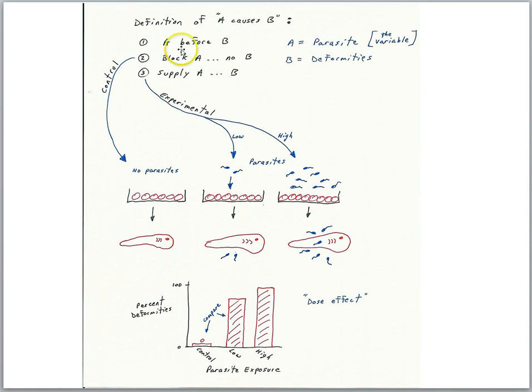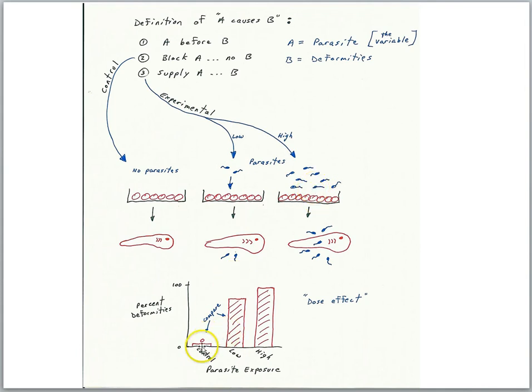So, in summary then, our definition of A causes B: A before B, block A, no B, supply A, B. And notice the definition of A causes B helps us design an experiment. So the block A, block the variable, that's going to be the control condition. No parasites. Here are the frog eggs turning into tadpoles. And then we had a couple of experimental conditions. Maybe you add a few parasites to this condition. You have a high number of parasites over here.